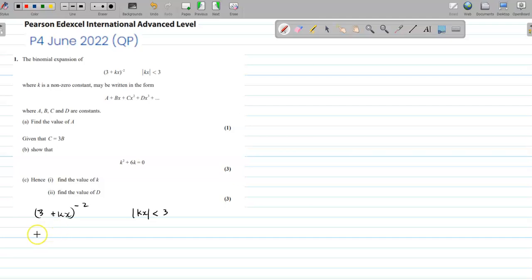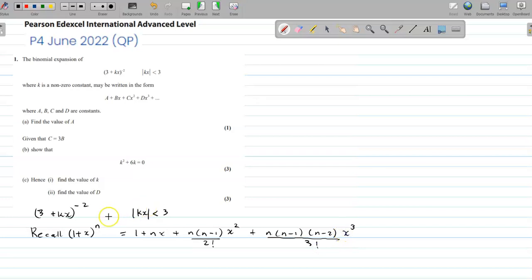So we need to recall the general form for the binomial expansion. Recall (1 plus x) to the n is equal to 1 plus n times x plus n(n minus 1) over 2 factorial times x squared plus n(n minus 1)(n minus 2) over 3 factorial times x cubed.